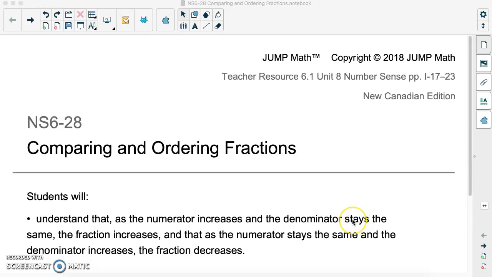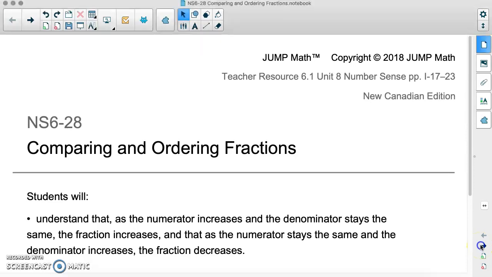Today's lesson is on comparing and ordering fractions. Students will understand that as the numerator increases and the denominator stays the same, the fraction increases, and that as the numerator stays the same and the denominator increases, the fraction decreases.